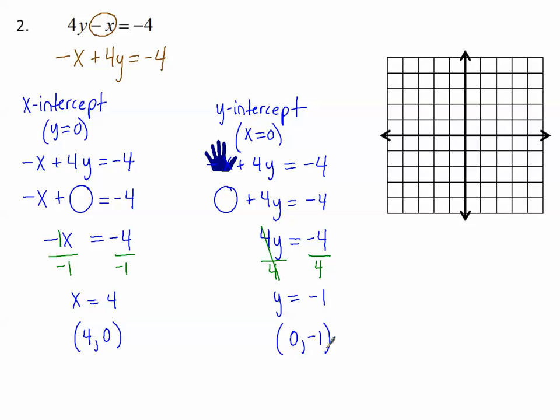Now I'm going to graph the x-intercept. 1, 2, 3, 4, 0, and the y-intercept, 0, negative 1. And then I connect these points, use my straight edge to make sure I'm graphing a straight line, put arrows to indicate it will keep going. And then let's describe what the graph is doing. From left to right, the graph is moving up. The graph is increasing. And because the graph is increasing, the slope is positive.